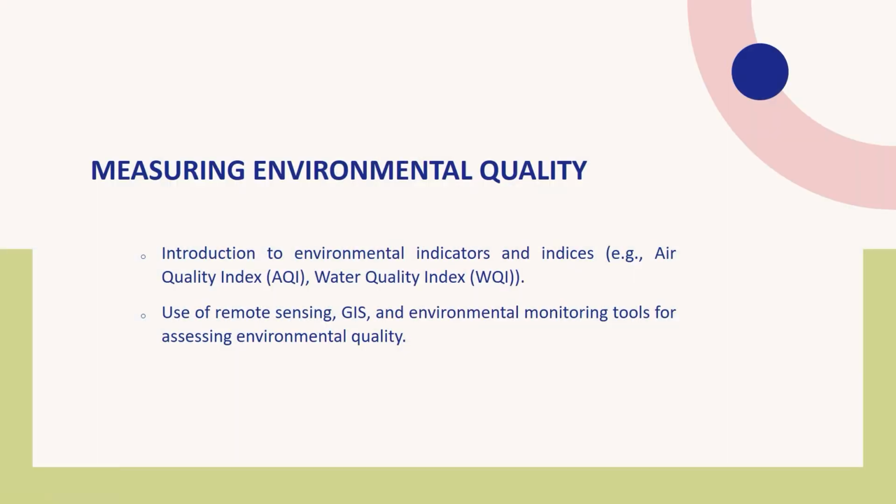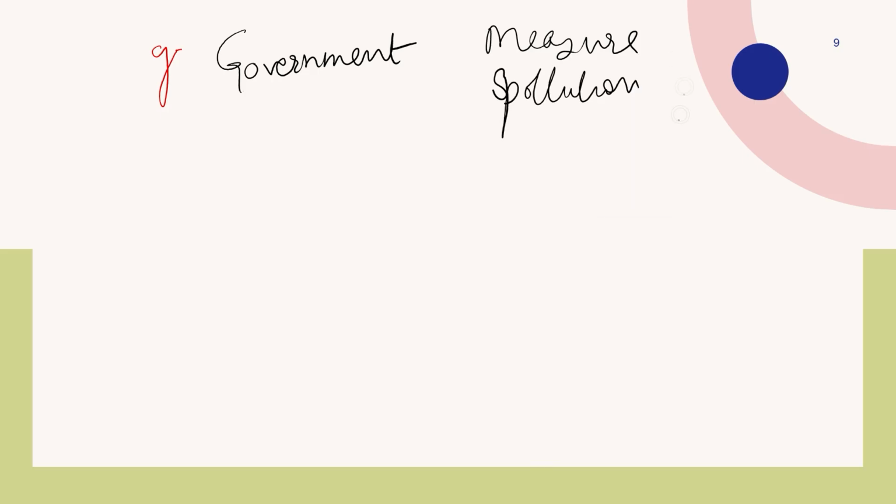How to measure environmental quality? Introduction to environmental indicators and indices. Examples: air quality index AQI, water quality index WQI, and use of remote sensing, geographical information systems and environmental monitoring tools for assessing environmental quality. What is the air quality index and water quality index? Air quality index is an indicator developed by the government, and it communicates to the public how polluted the air is. It measures the pollution of air.